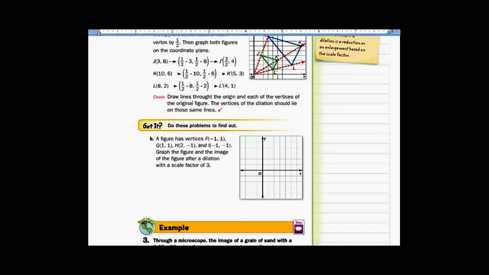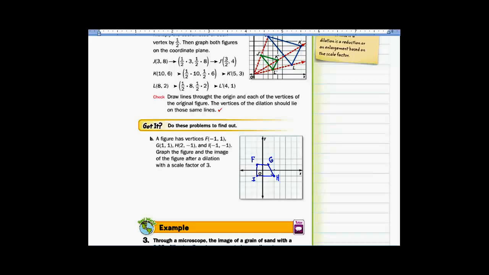Okay, so the figure has vertices F, which is -1, 1, right here, that's F. G is 1, 1. H is 2, -1, that's H. And I is -1, -1. What shape is this? Don't be sitting there saying, oh no. It's a trapezoid. Two parallel sides, the other two are not. All right, so that's a trapezoid.